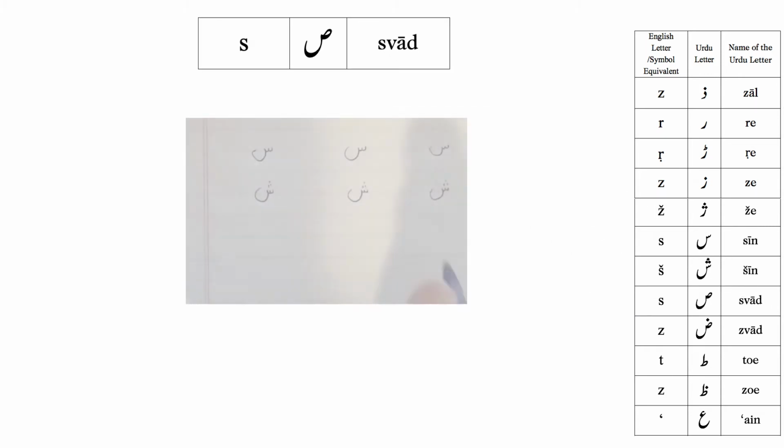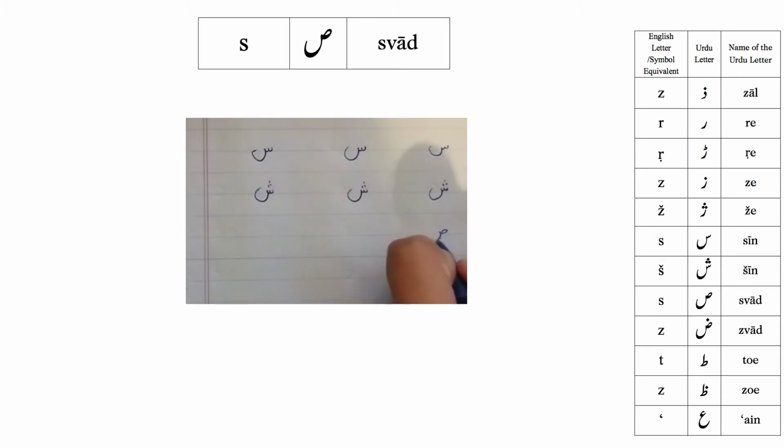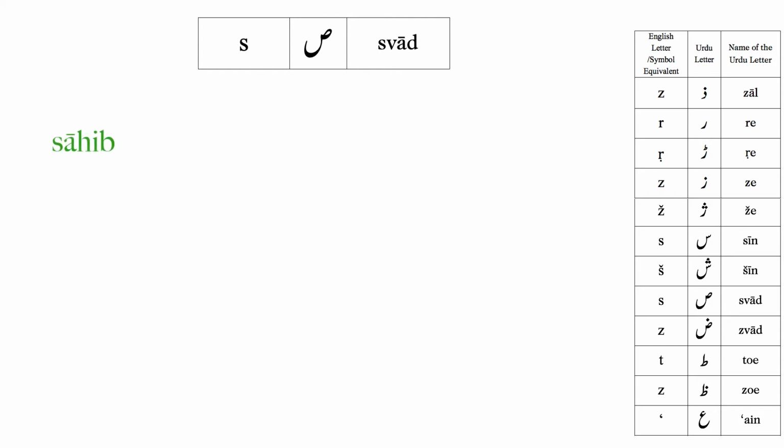We've got swad next. This letter too has the s sound, competing with seen. So swad only appears in words of Arabic origin, making it less likely to be used. This tip is good to keep in mind because when you encounter words that begin with the s sound, knowing that the chances of them beginning with swad is low will help you. With swad begins the word sahib.